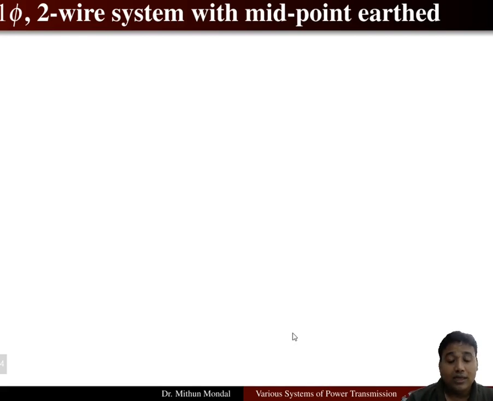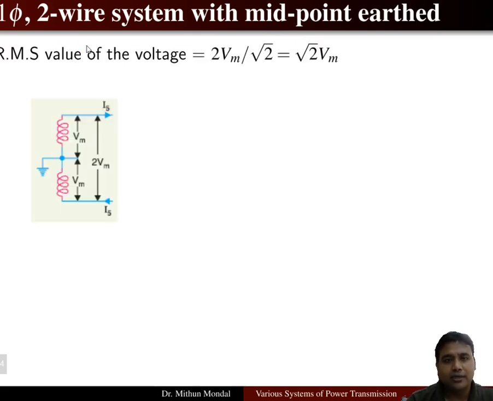Now the next discussion that we are going to do here is midpoint earthed. Earlier we were discussing single phase, 2 wire, 1 conductor earthed. Now we will discuss midpoint earthed. Here you can see that this is your conductor 1, this is your conductor 2, and this is your midpoint, which is your earthing.